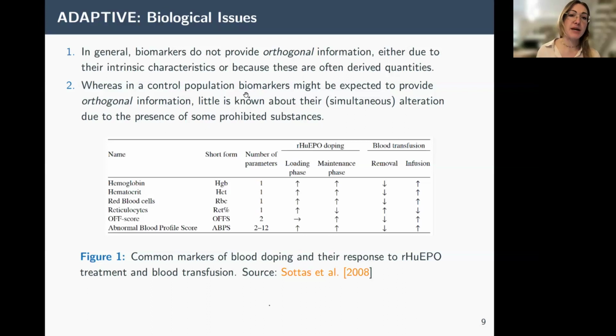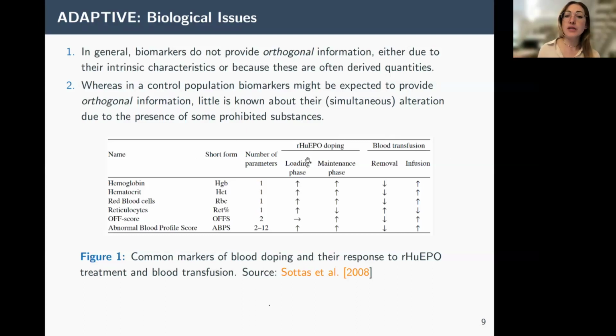And the second aspect is that whenever you tackle a problem such as doping abuse, even if in a control population they may provide some orthogonal information, we don't know whether simultaneous alteration of these biomarkers, due to, for example, the presence of prohibited substances, may actually induce and lead to some different or some specific dependency between the two.